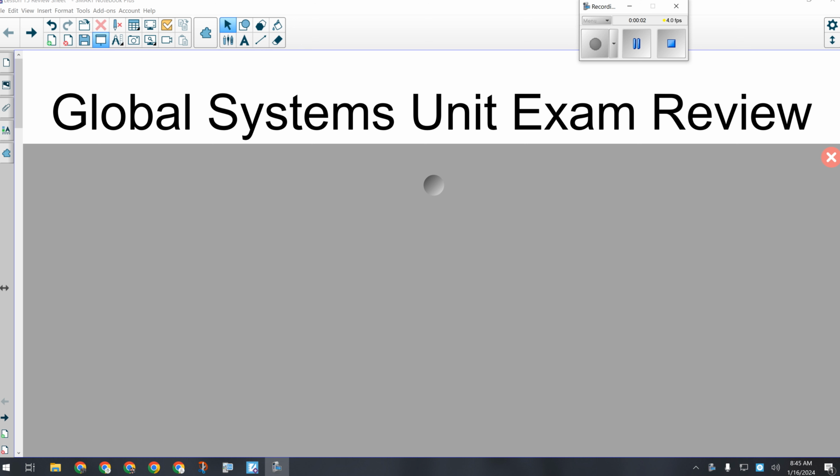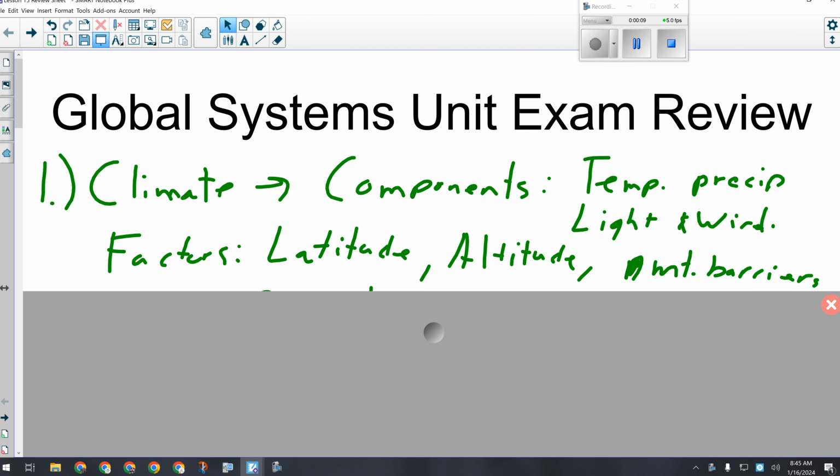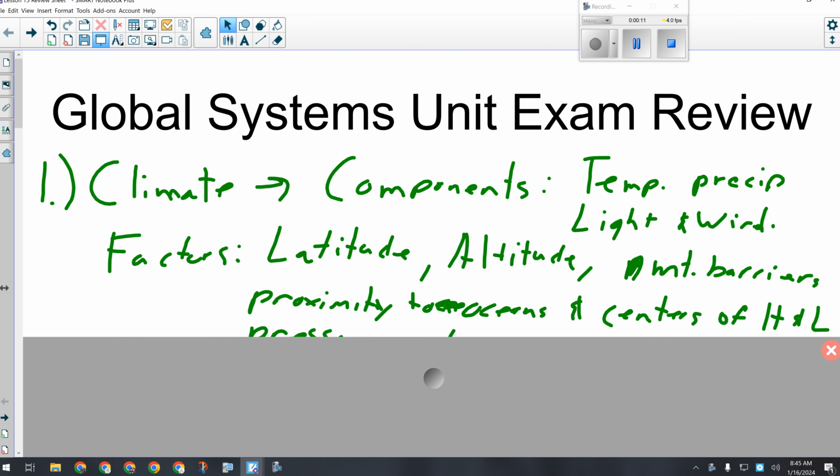Okay, listen up here, guys. So, first thing we went over in this unit was climate. Okay, and you need to know the following things. You need to know the components of climate: temperature, precipitation, light, and wind.